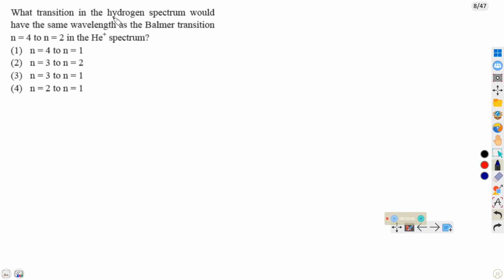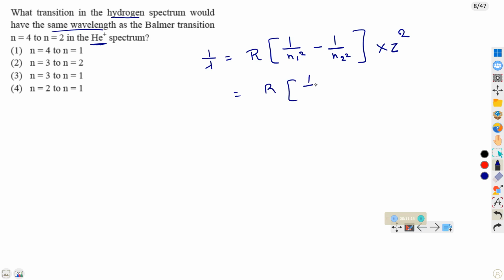What transition in the hydrogen spectrum would have the same wavelength as the Balmer transition n is equals to 4 to n is equals to 2 in helium plus spectrum? Wavelength, 1 by lambda according to Rydberg's equation: 1 by lambda is equals to R into 1 by n1 square minus 1 by n2 square into Z square, R into 1 by 2 square minus 1 by 4 square into helium atomic number is 2.